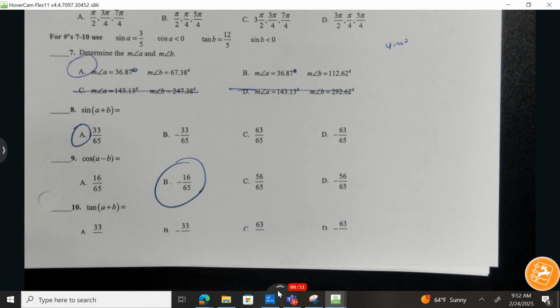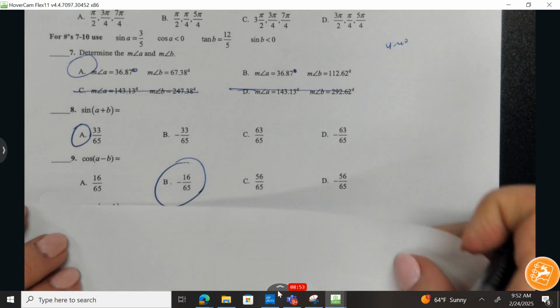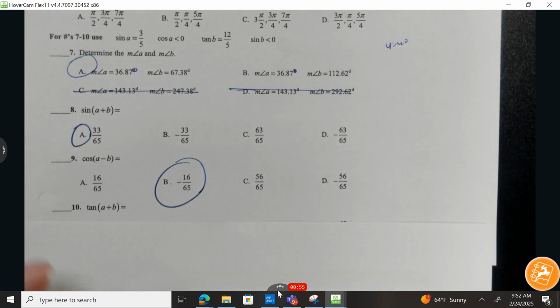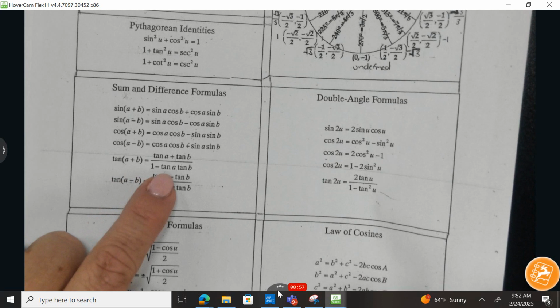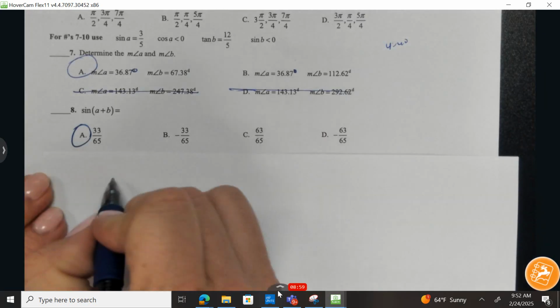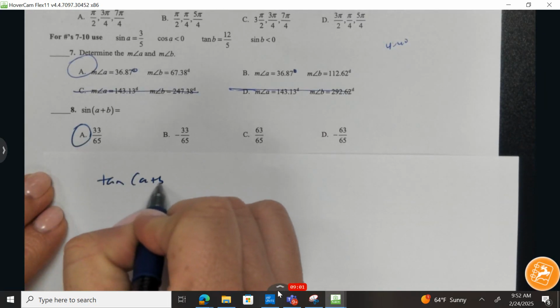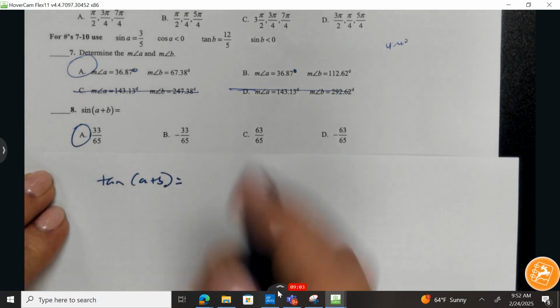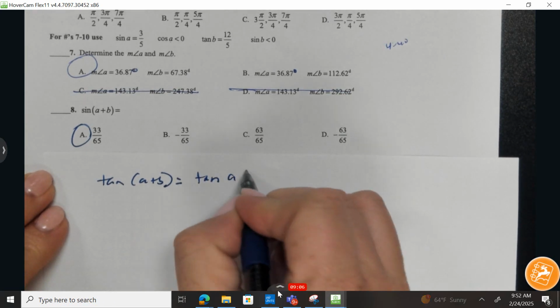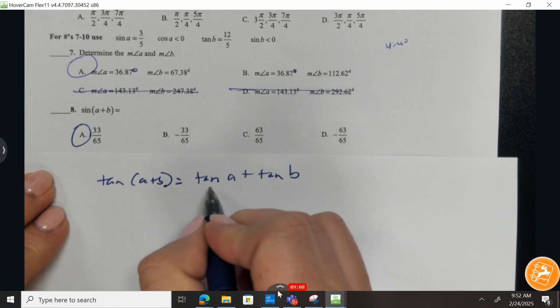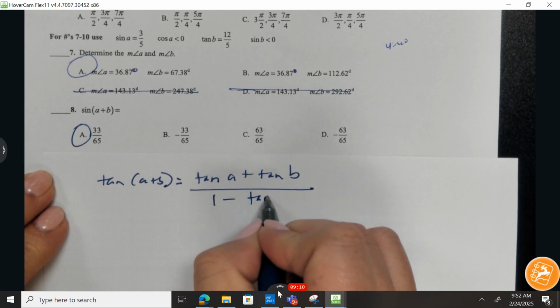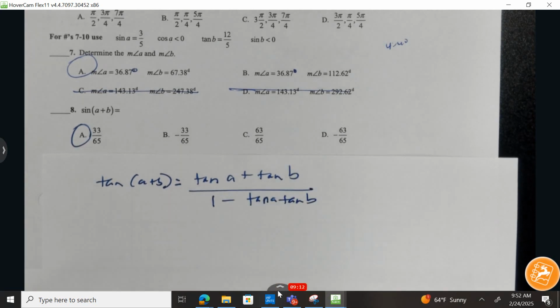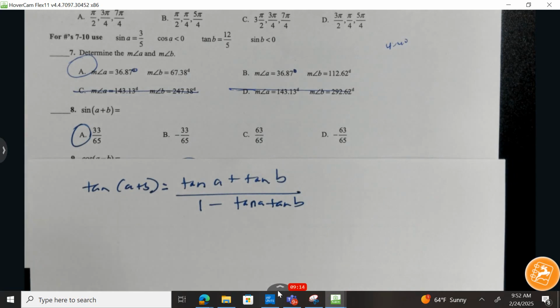Let's look at number 10. I'm going to flip this around so I don't waste any paper. Tangent of A plus B. I'm going to write this down. Tangent of A plus B is equal to tangent A plus tangent B over 1 minus tangent A tangent B. Okay, let's look back here.